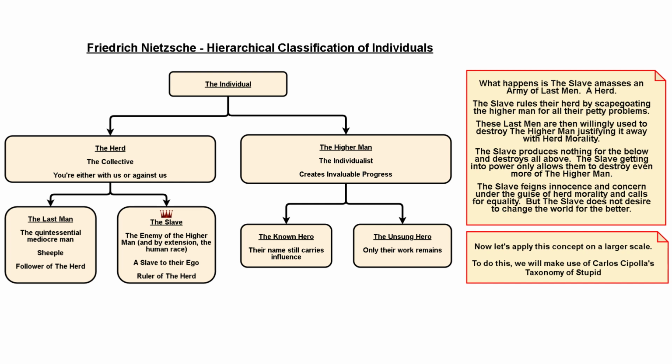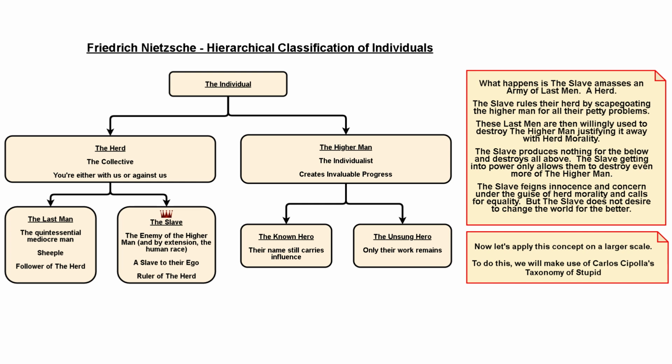And the slave does not desire to change the world for the better. The slave doesn't want to put in the work to change the world for the better. The slave wants to take. You put me in a position of power so I can take more. I want to take. Now, this right here is a very nice basic thing, but I haven't really explained how this works in a cycle.